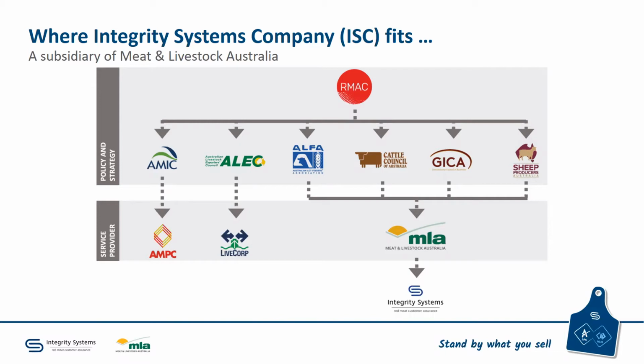And then coming down from those peak industry councils, you have the service providers, of which MLA is a key service provider for the industry, and Integrity Systems Company is actually a fully owned subsidiary of Meat and Livestock Australia. So our direction for both MLA and ISC comes from those organisations to set the policy and strategy for industry on behalf of producers. All of those organisations have different roles, but they do all work together to support the red meat industry.